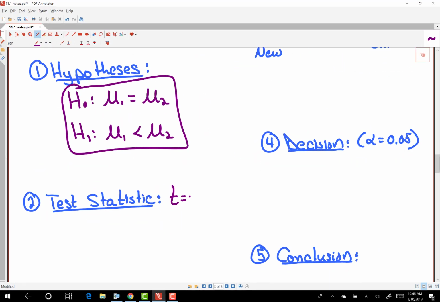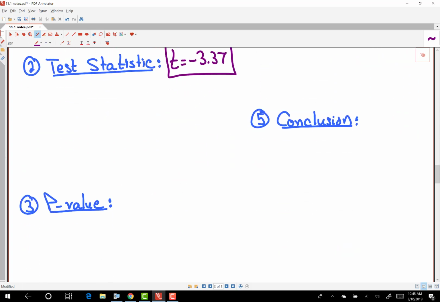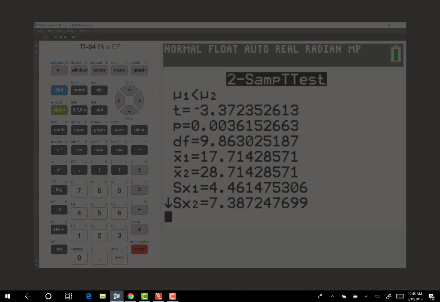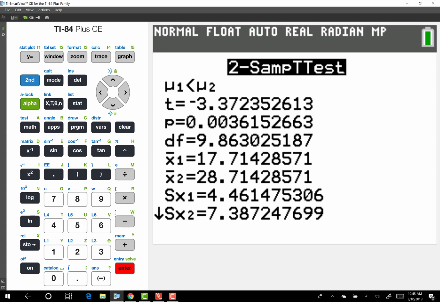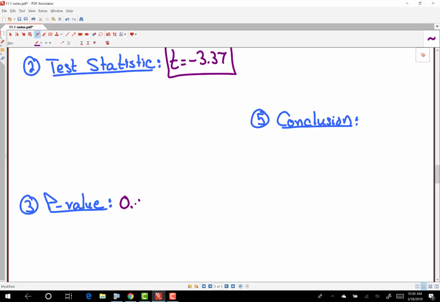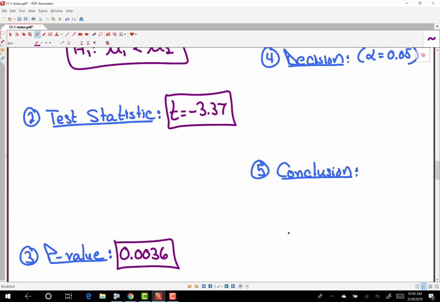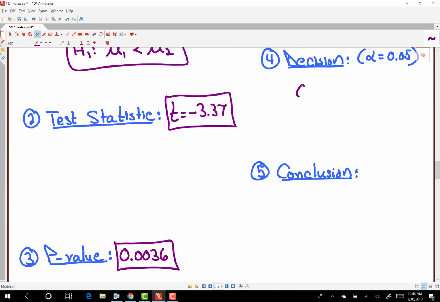So T is negative 3.37. Notice how it turned out negative. That makes sense for my H1. And then our p-value is 0.0036. And so to make our decision, we're going to compare that to alpha, which is 0.05. So we have 0.0036 and 0.05.